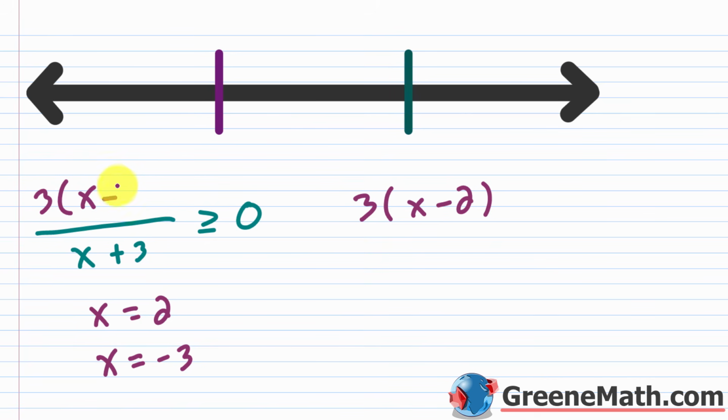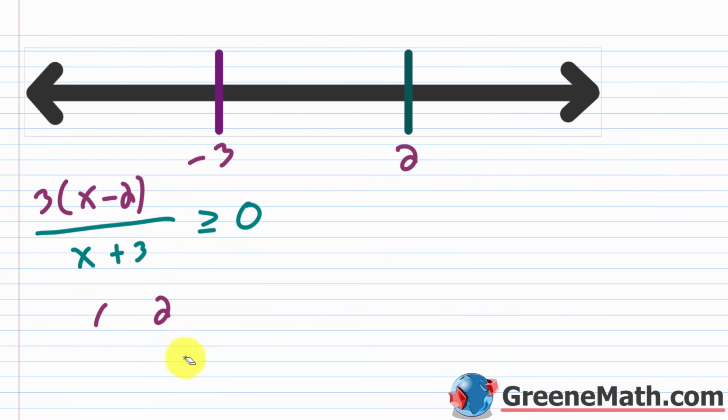So 3 times the quantity x minus 2. And then essentially you have the critical values here of -3 and 2. Let's go ahead and set this up and say this is A, so anything less than -3. This is B, between -3 and 2. And this is C, anything greater than 2.